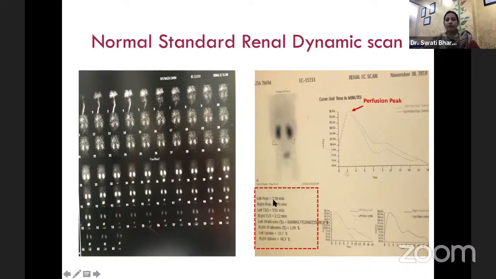So the left kidney peaked at 2.2 minutes, which is normal. The right kidney also peaked around the same time, and drainage T half of both the kidneys is also within normal limit. Drainage T half of 10 minutes is normal. More than 20 minutes is prolonged, and between 10 to 20 minutes it is indeterminate. And lastly, we see the percentage of uptake. We can see here the differential function of the left kidney was 51.7%, and that of right kidney was 48.3%. So here this was an EC scan, so GFR cannot be estimated. For GFR, we have to use DTPA.